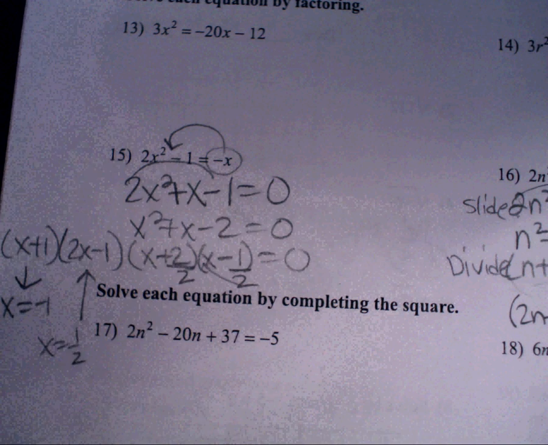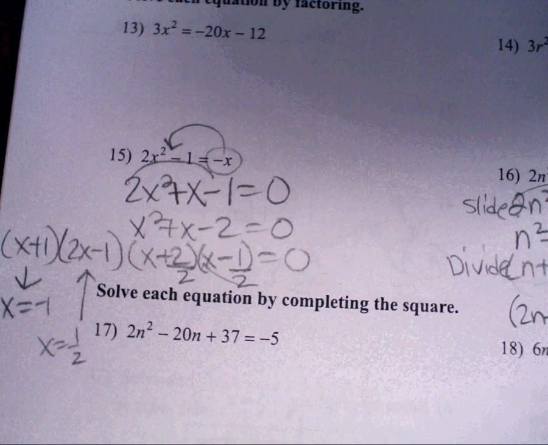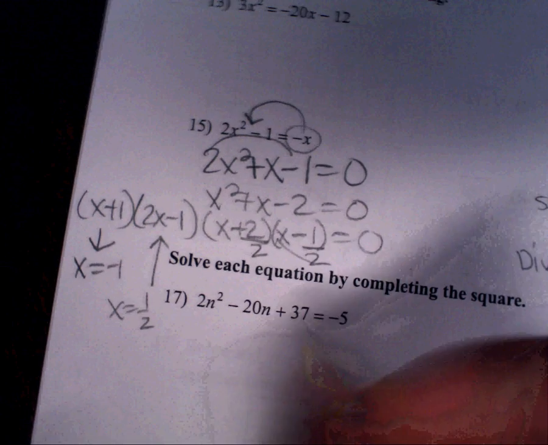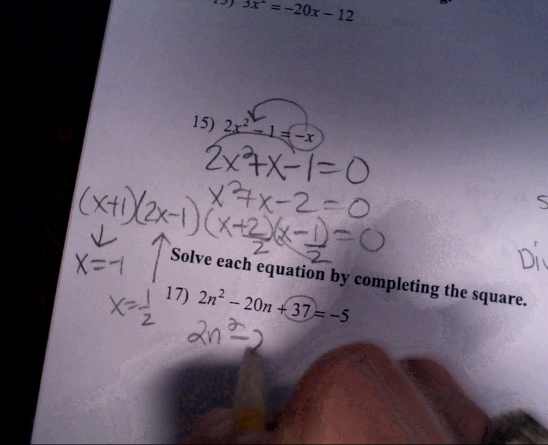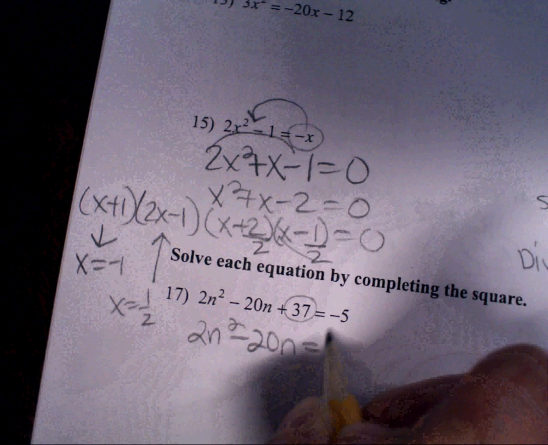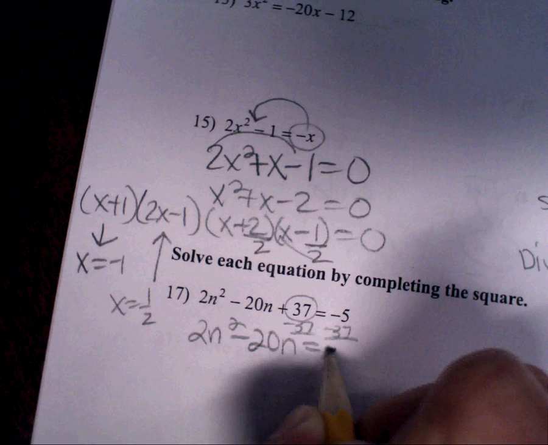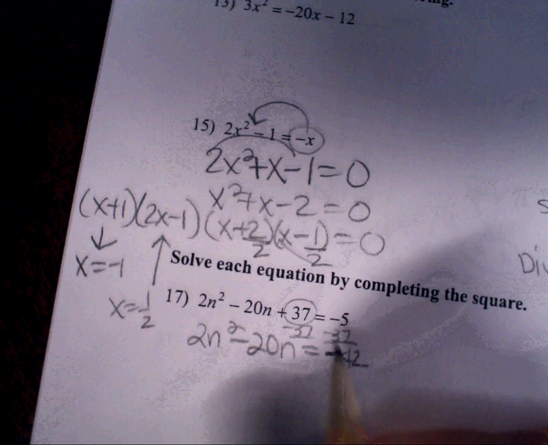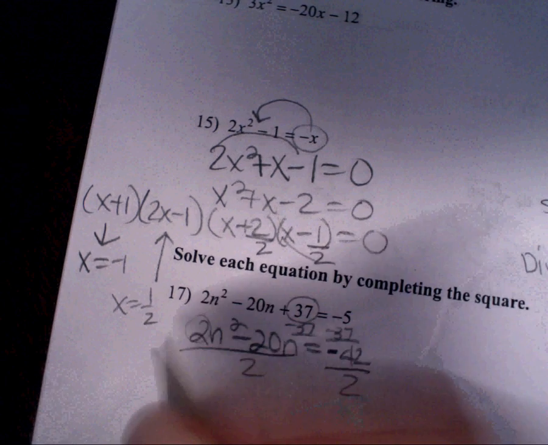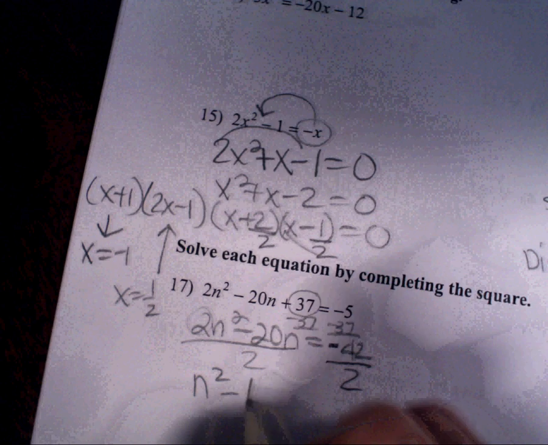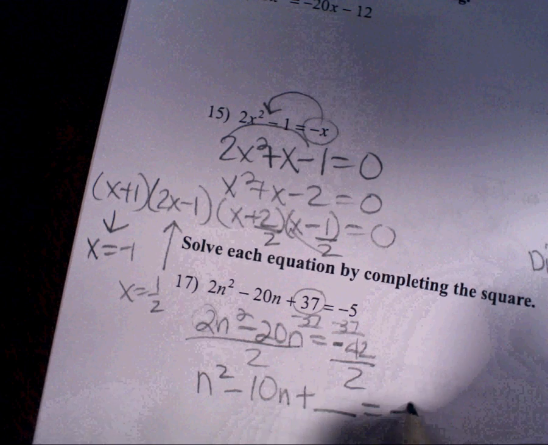Alright, so let's look at number 17 and 20. So 17, I'm going to solve by completing the square. So I have to move the constant first. Then I have to divide by the 2 that's leading off, because whenever you solve by completing the square, you can't have a number in front.